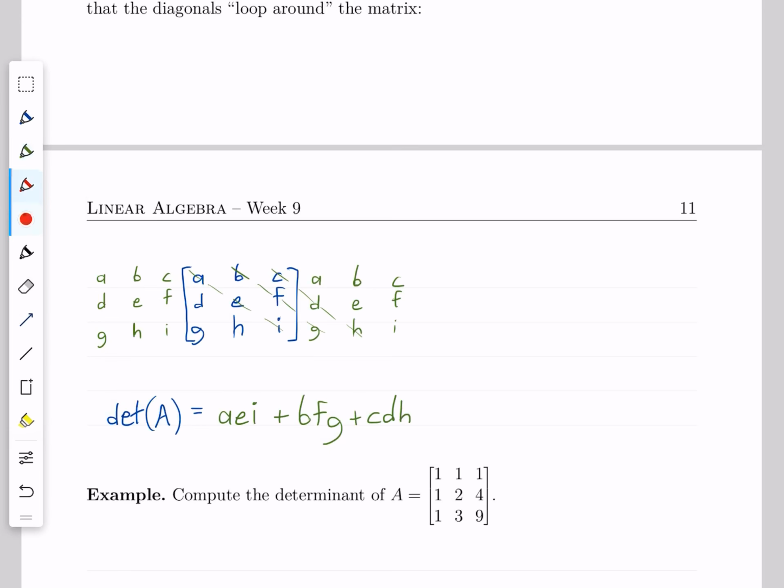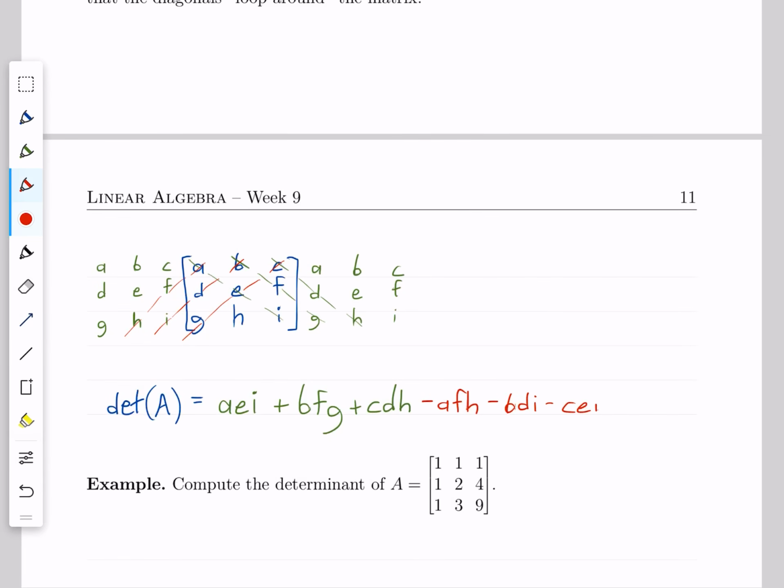You also have 3 backward diagonals, so you can do this exact same thing. Start at the same 3 entries in the top of the matrix, A, B, and C, but have the diagonals go back the other way, and those will give you the negative terms in the determinant. All right, so A, F, H, minus A, F, H. Okay, B, D, I, minus B, D, I. C, E, G, okay, so minus C, E, G. All right, so the 3 forward diagonals get plus signs, the 3 backward diagonals give you minus signs, okay?